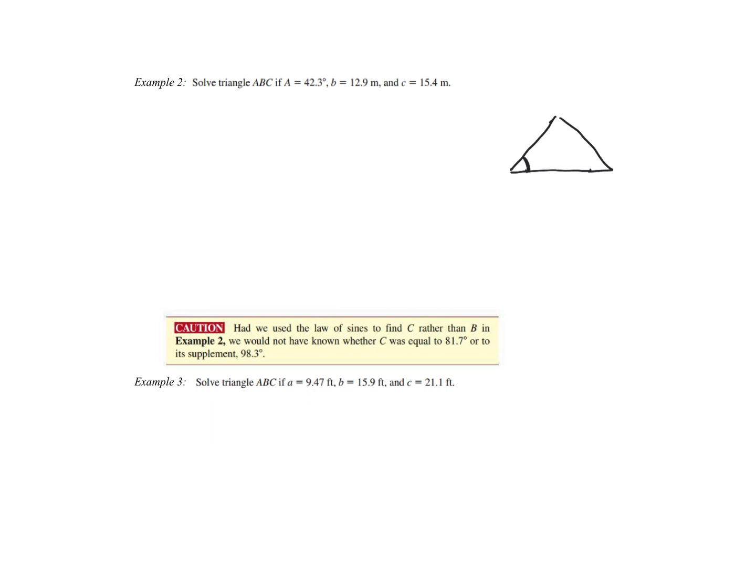If I call this right here angle A, that means this side over here is little a. And then we'll call this one B, 12.9. And if that's little b, then this is big B. Then this is C, and down here is little c, which is 15.4. So let's set up the law of cosines.